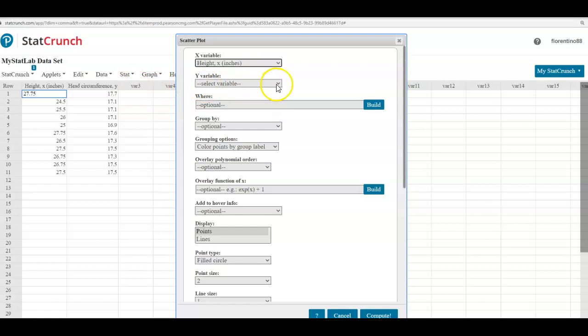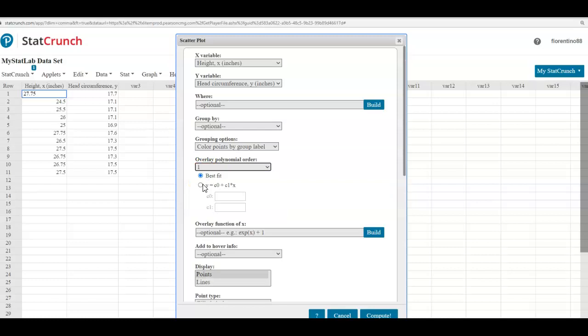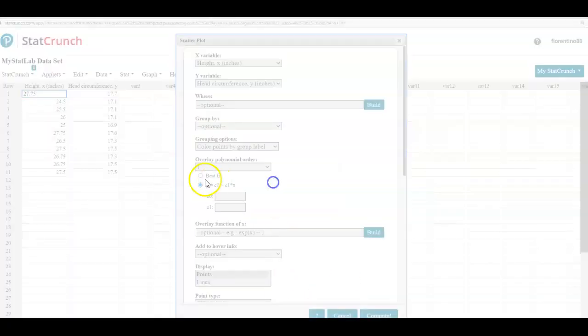Make sure the y variable is the head circumference. And then we want to overlay the polynomial order. So what we're going to do is select option 1 because it's the first degree. And then we're going to come in here and select the following options.